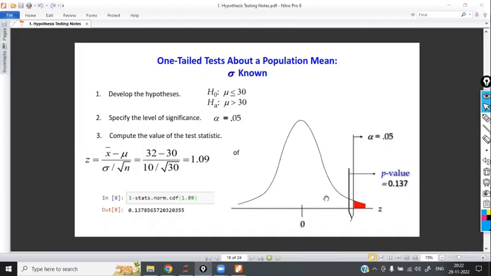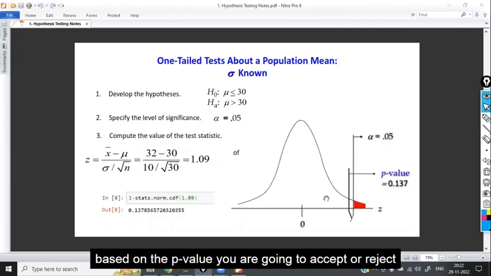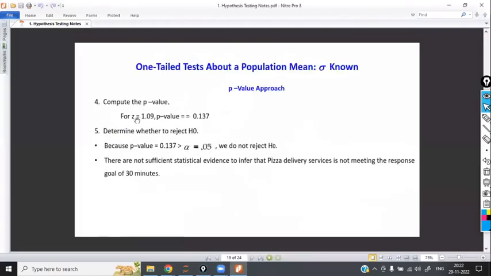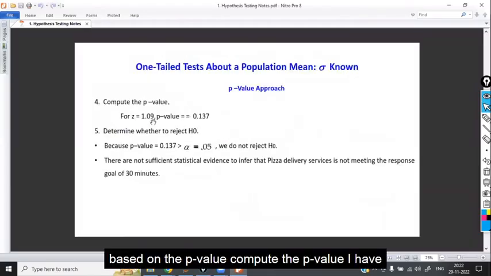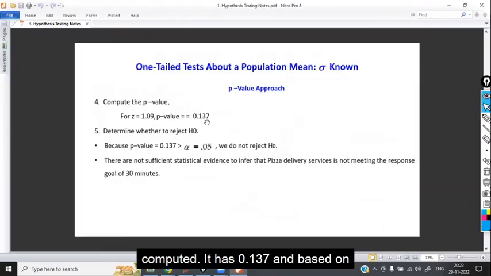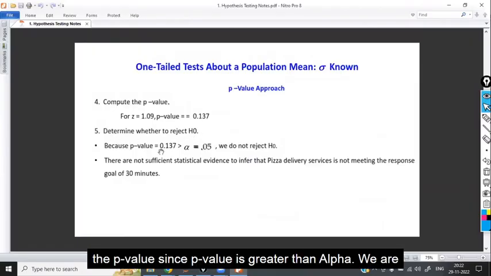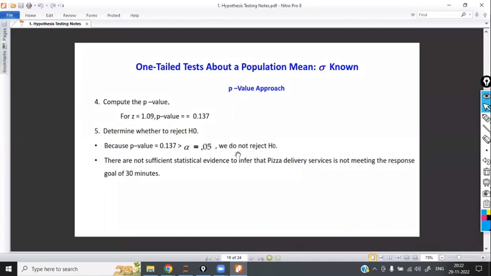What is the fifth step? Based on the p value, you are going to accept or reject the null hypothesis. I have computed the p value as 0.137, and since the p value is greater than alpha, we are not going to reject the null hypothesis. Do not reject the null hypothesis. Clear?